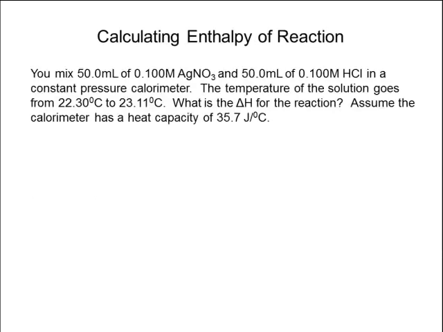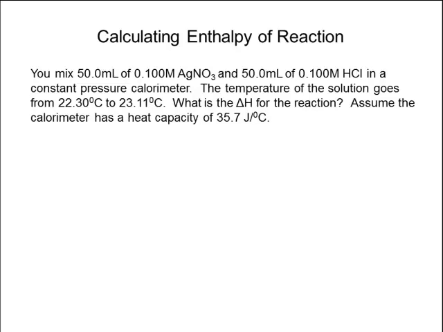So let's say I take 50 milliliters of a 0.1 molar silver nitrate solution and I mix it with 50 milliliters of 0.1 molar HCl solution inside those styrofoam cups. I then measure my starting temperatures of both those solutions, and they start at 22.30 degrees Celsius. At the end of the reaction, the final temperature reads 23.11 degrees Celsius. So I want to calculate delta H for the reaction that just occurred.